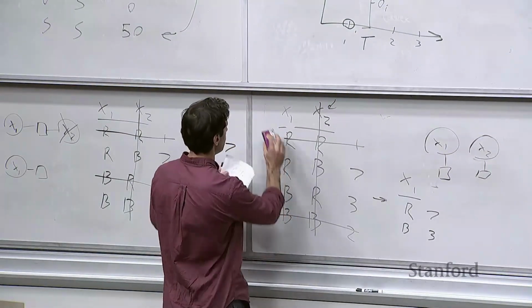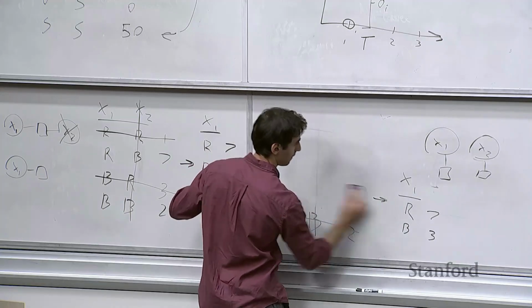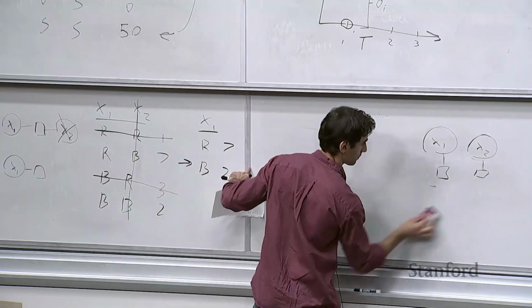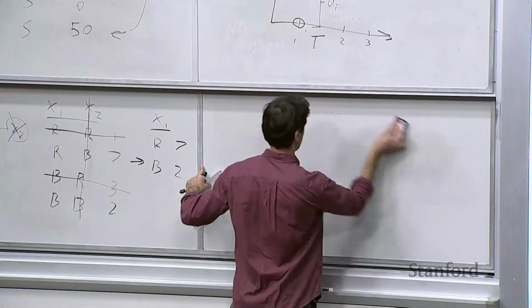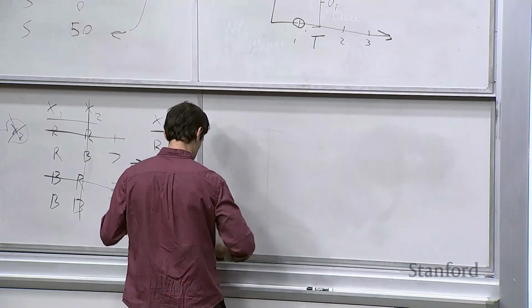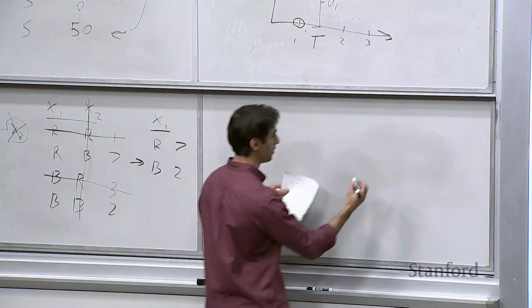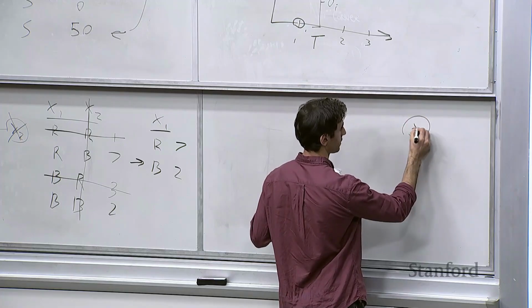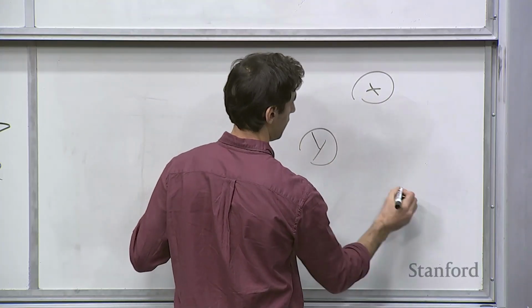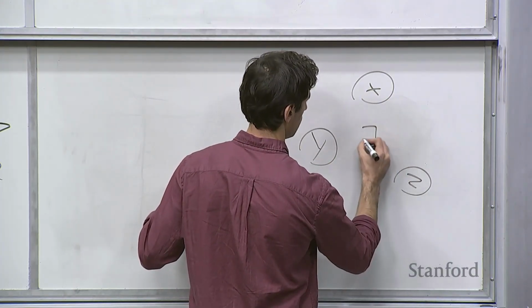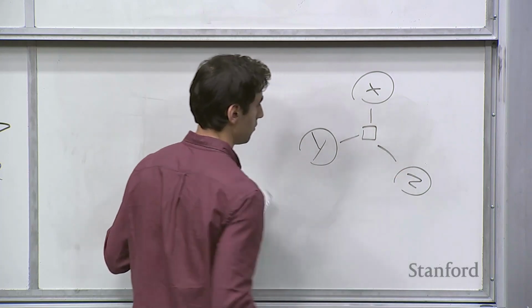So, our graph. We have three variables: x, y, and z. And they're all connected through a single factor.